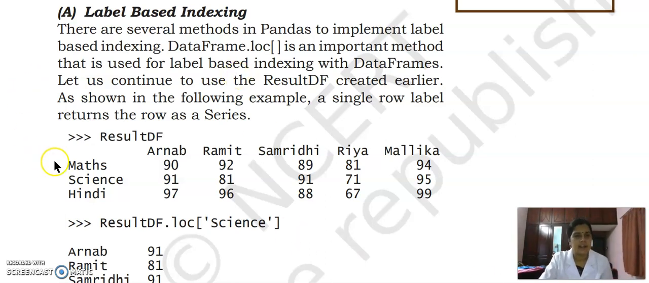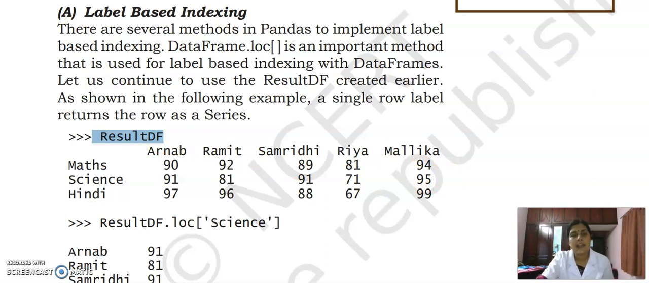Suppose this is our data frame. Its name is result DF. There are 3 rows, math, science, Hindi, and 5 columns. This is for the storage of marks. In this data frame, we can find that 3 subjects are there: math, science, Hindi, and 5 students are there: Arnab, Ramit, Samruddhi, Riya, and Mallika.